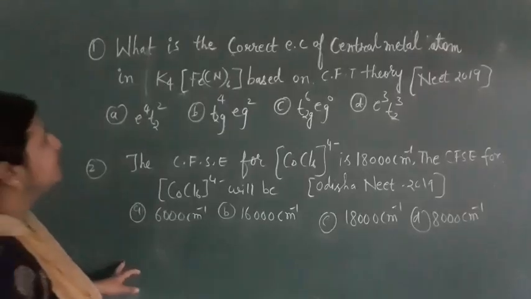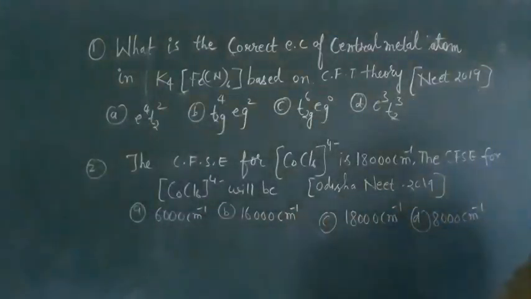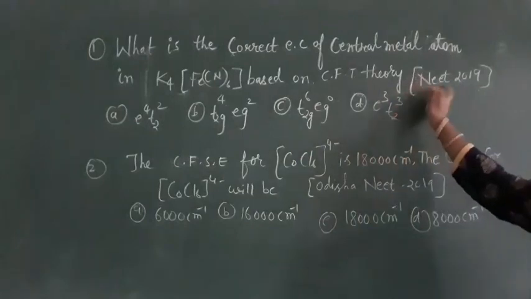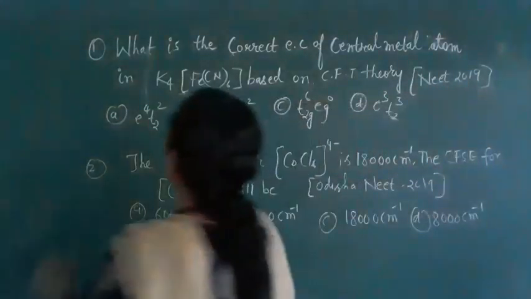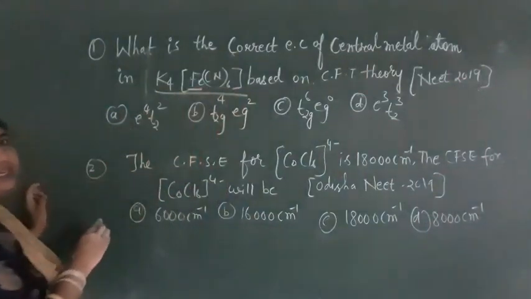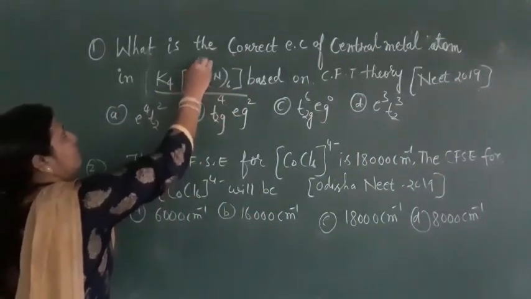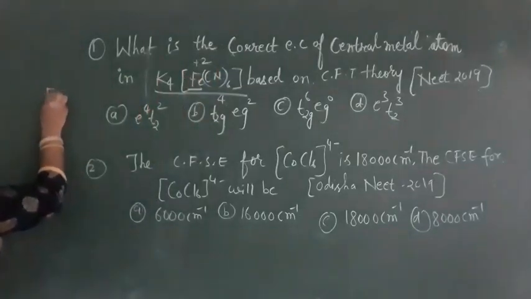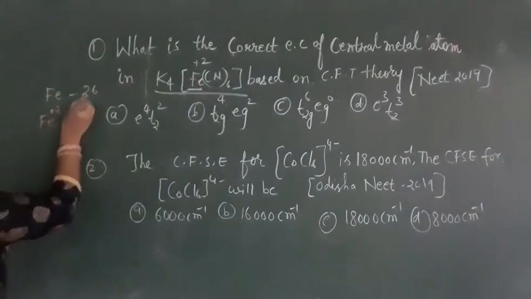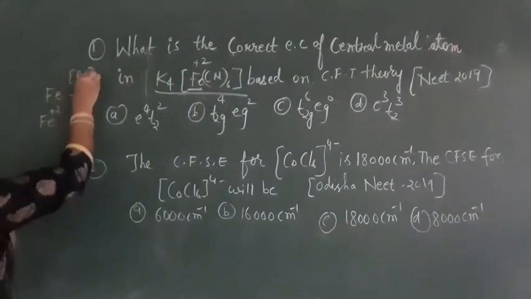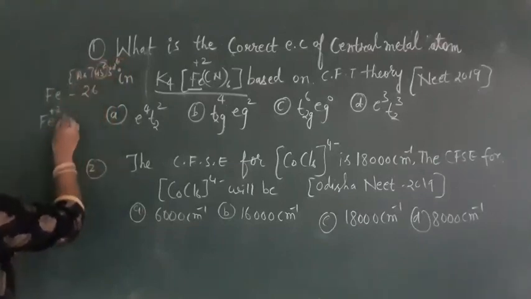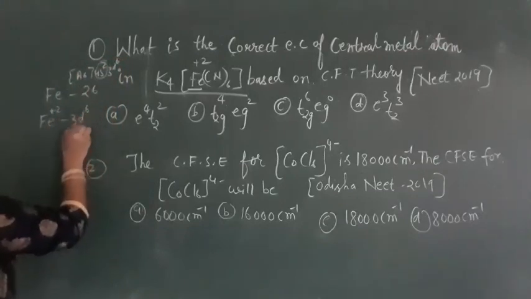See here the question: what is the correct electronic configuration of the central metal atom in K4[Fe(CN)6] based on CFT? This is a NEET 2019 question. For the complex given, K4[Fe(CN)6], find the central metal atom's oxidation state: 6 minus 4 gives 2, so plus 2. Iron's atomic number is 26, so it will be Fe2+. Argon 4s2 3d6, and when 2 electrons are lost, it is 3d6.